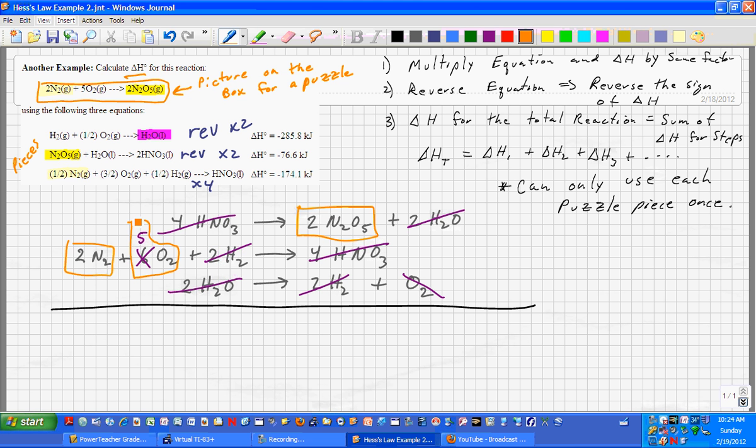So let's go ahead and write this down. I've got 2 nitrogens plus 5 oxygens produces 2 dinitrogen pentoxides, 2 N2O5. Does that match the box? It does. Look at that. 2, 5, 2. It matches the box. So I'm there. It's a match.